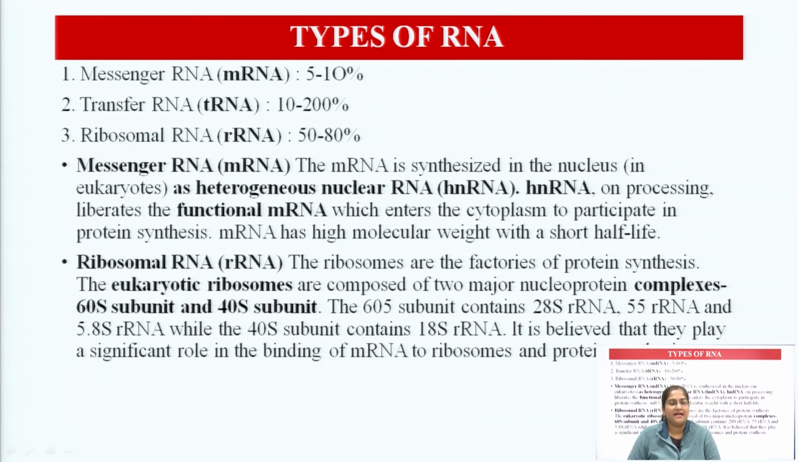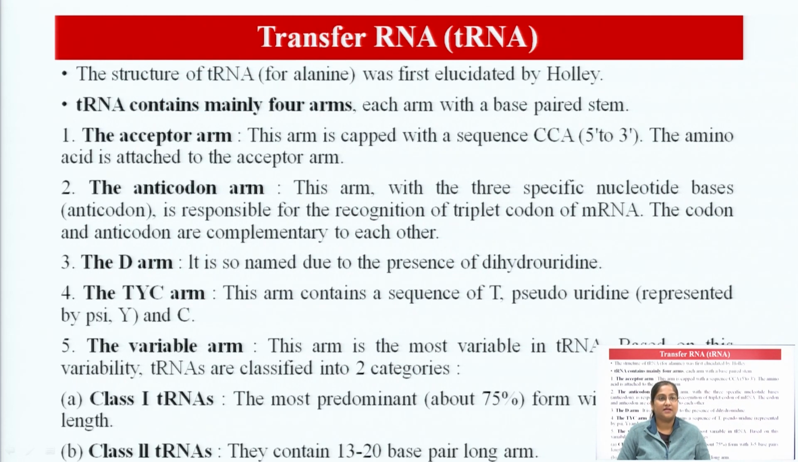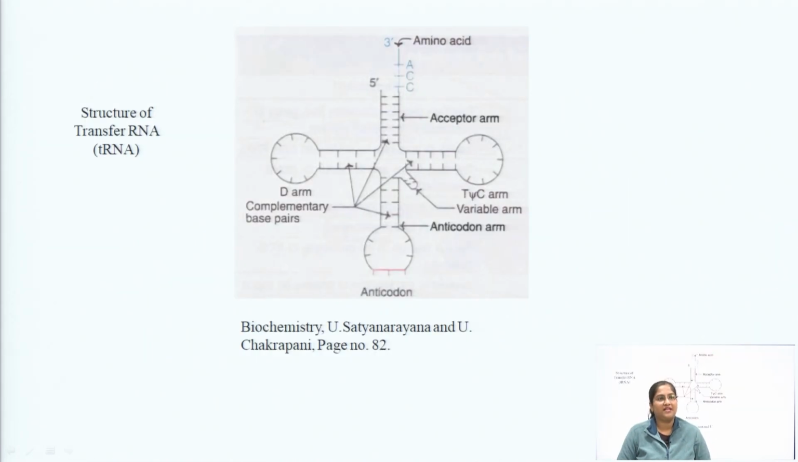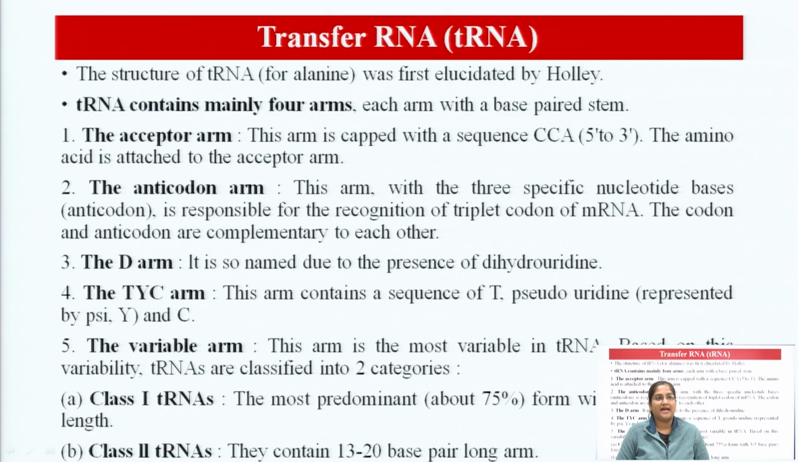Ribosomal RNA, as the name suggests, has 2 subunits, 60S and 40S. Later on we will discuss it when we discuss the transcription process. And tRNA plays a very important role. This is the structure of tRNA, it has several arms: an acceptor arm, an anticodon arm, a D arm, a T psi arm, and a variable arm, and there are 2 classes of it, class 1 and class 2.